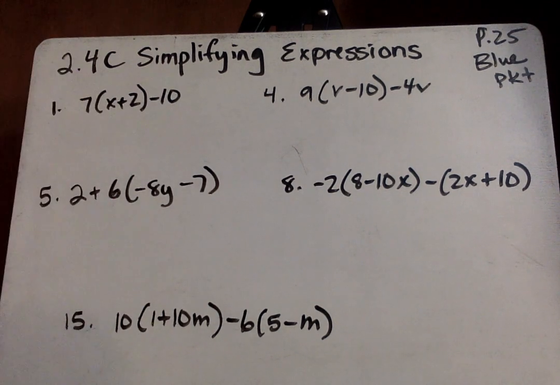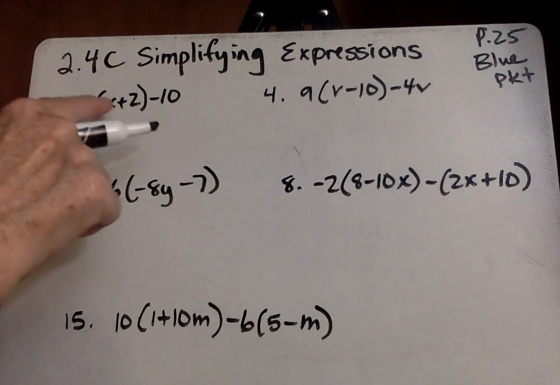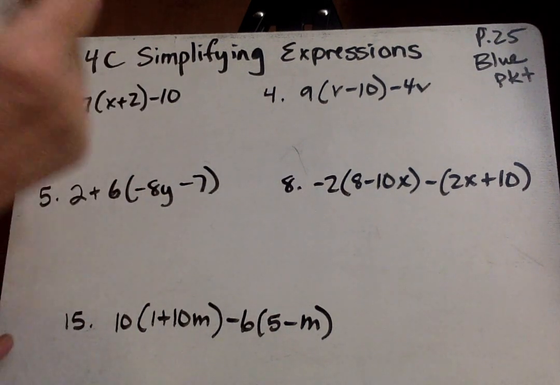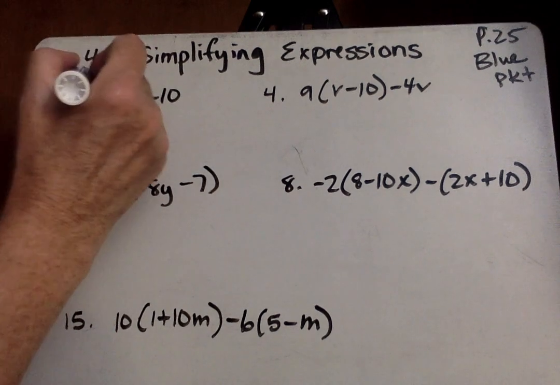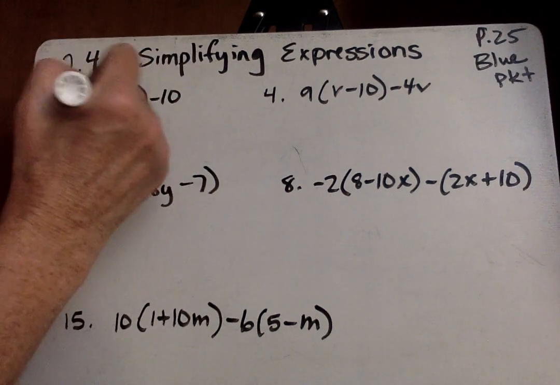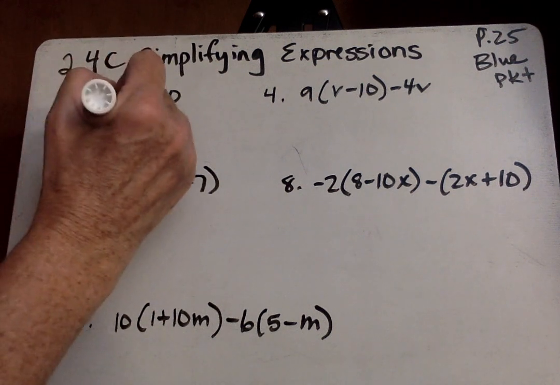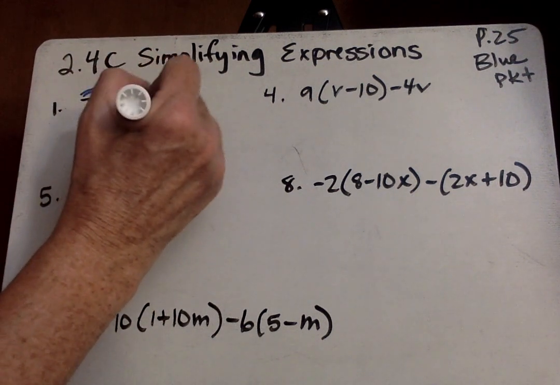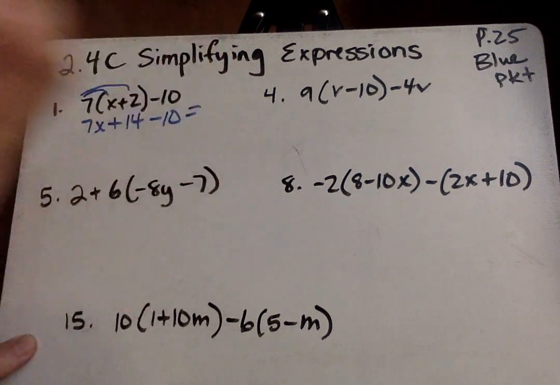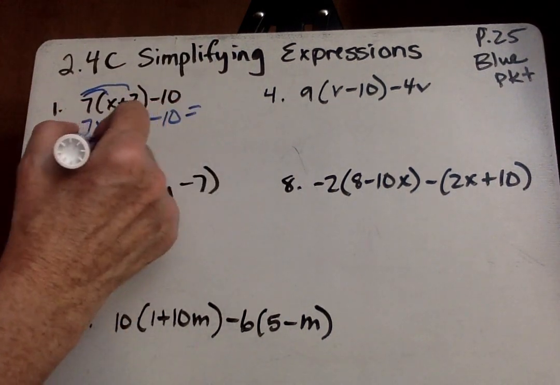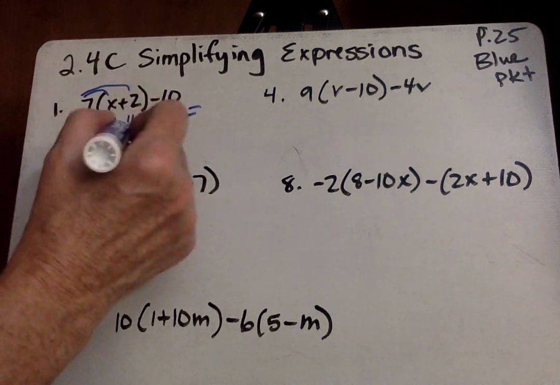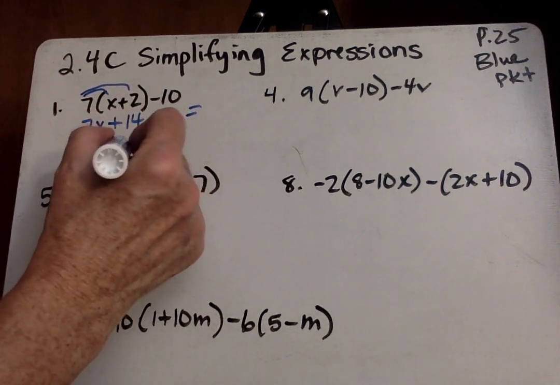Here's number one, 7 times (x plus 2) minus 10. So I want you to draw these arches here, and then we're going to use the distributive property. So 7 times x and 7 times 2. 7 times x is 7x, plus 7 times 2 is 14, minus 10. Okay, now we combine like terms, the plus 14 and the minus 10. There's only one x, so we leave that alone. So 14 minus 10 is 4.